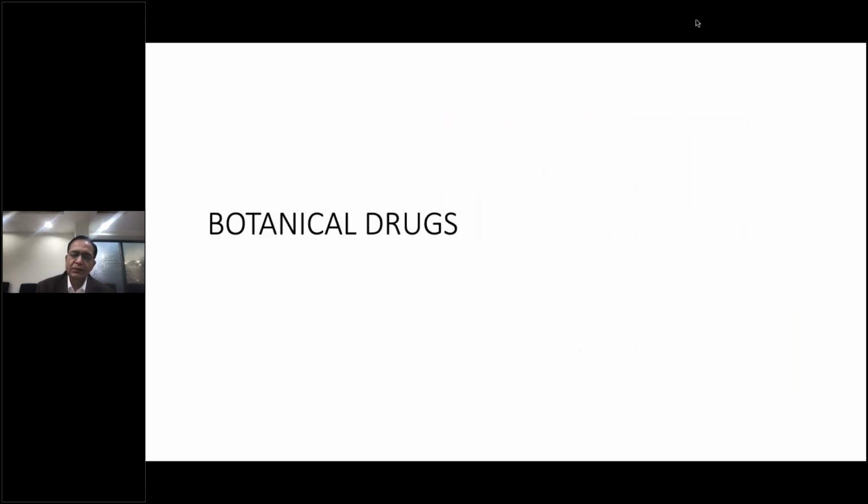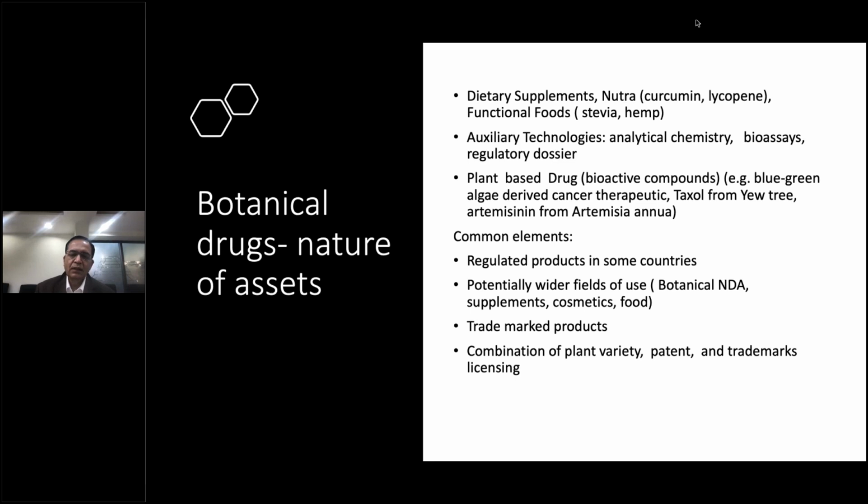So the derivative of these could be botanical drugs. There could be numerous botanical drugs that are derived from bioproperty. It could be dietary supplements or nutraceuticals, or a big segment today, such as curcumin from curcumin derivative, or lycopene, say from tomato or papaya for that matter, or alternate foods or alternate value products such as stevia, for sweetener.